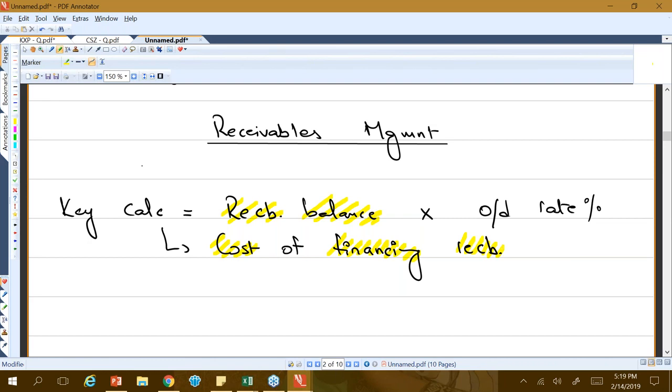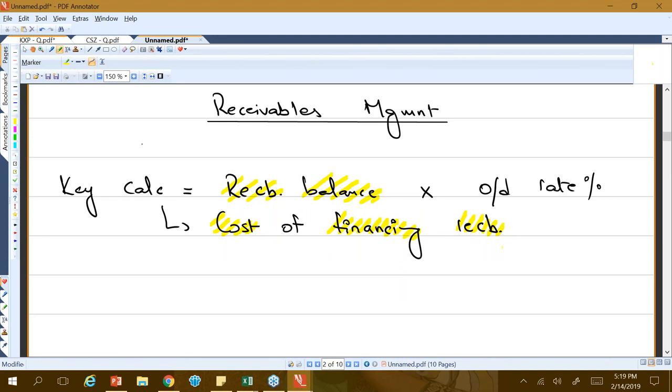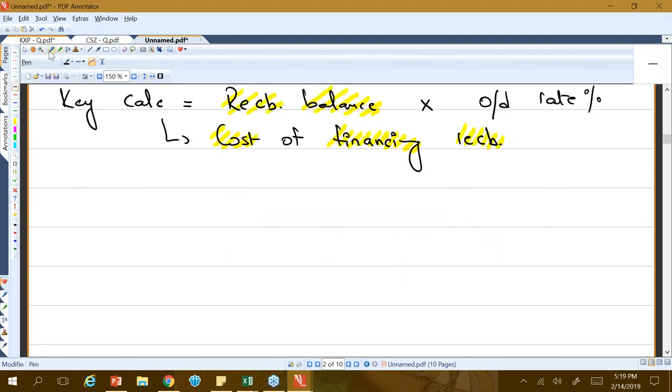Okay, now, what is the trick that can be played here? The trick that can be played here in the exam is that we won't have the receivables balance. The question is then how to find the receivables balance.